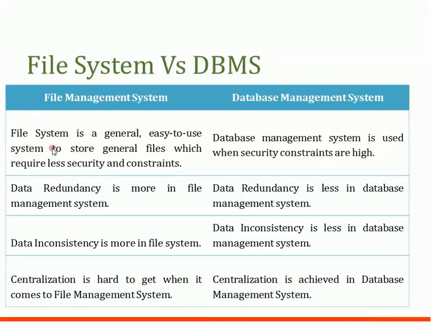In case of file management system, it is general, easy to use, and used to store the general files with less security and constraints, whereas in case of database management system, it is used with high security constraints. The data redundancy is more in the file system, whereas it is less in database management system. And in case of inconsistency, it is more in file systems than the database systems. You cannot achieve centralization in case of file systems, whereas centralization is achieved since you store only a single copy of the data in the databases.